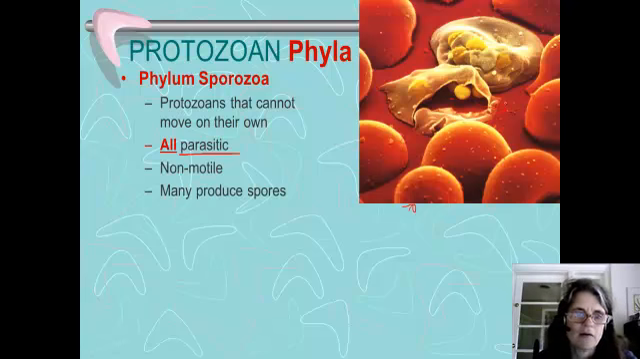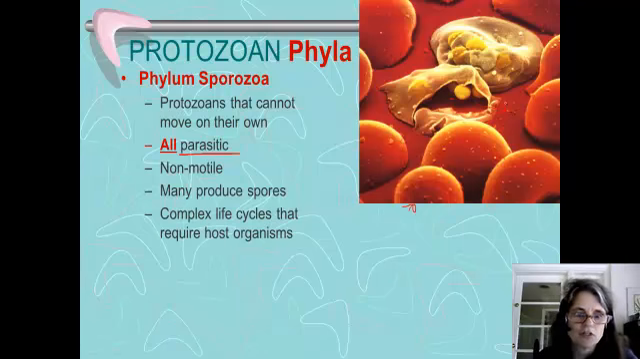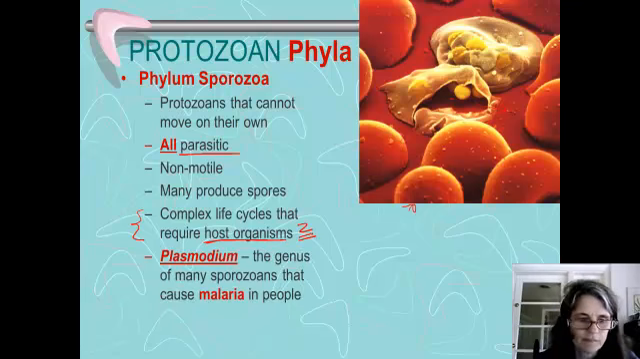So non-motile, many of them produce reproductive structures called spores, and they have extremely complex life cycles, and again, they require host organisms and often two hosts. The most famous one in this group is Plasmodium, the name of the animal-like protist. The disease it causes is malaria.